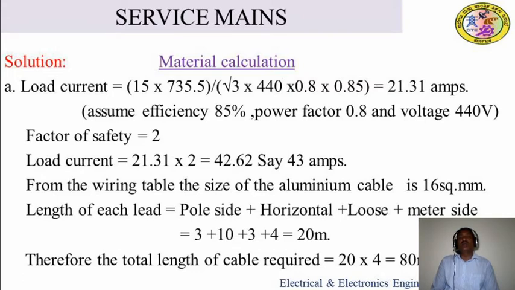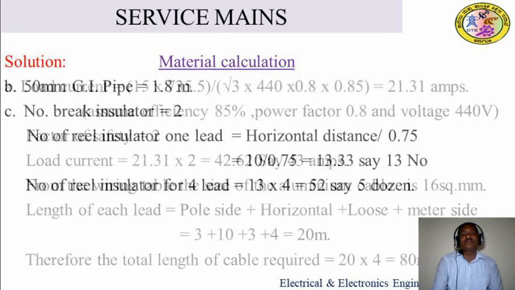Therefore, the total length of cable required for the power supply is 20 into 4, that is 80 meter. The 4 means 3 phase wires and 1 neutral. So how many service wires are required? 4 wires are required. The length of one cable is 20 meters, so multiplied by 4, how much length do we get? 40 meters. Sorry, 80 meters length will be required.